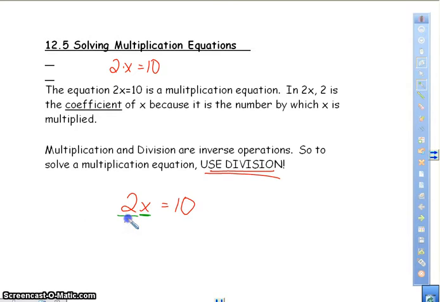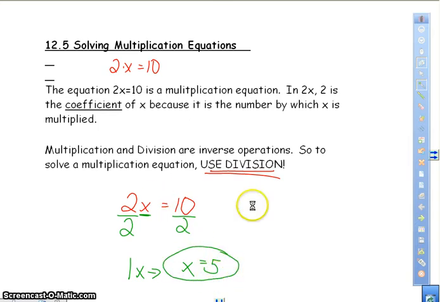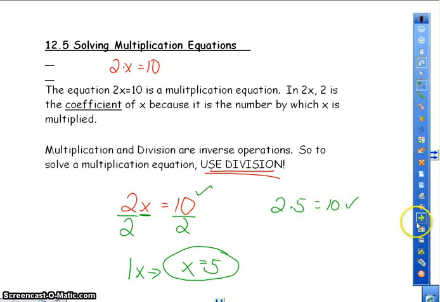So when I take 2 divided by 2, you get 1, not 0, because we know 0 times any number is 0. But you're going to get 1 because 2 divided by 2 is 1. 1 times x could just be written as x. Then I'm going to take 10 divided by 2, which is 5. And that is my solution. x equals 5. You can always plug it back in. 2 times 5 equals 10 to check your solution.